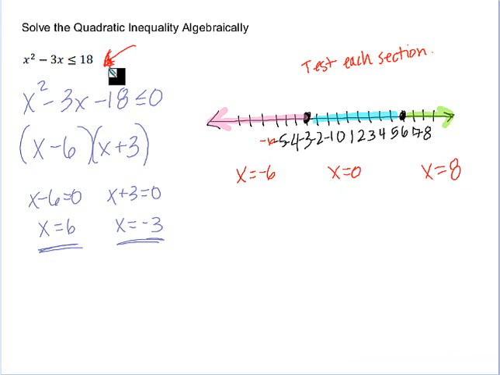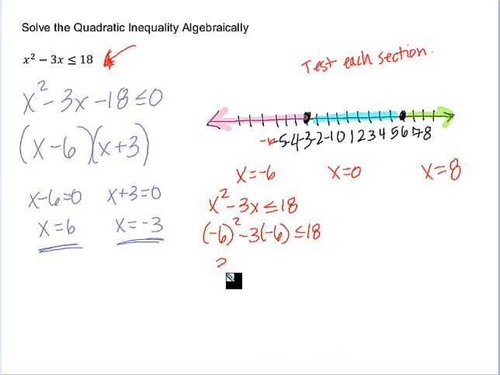So now I'm going to test it in the original inequality. So x squared minus 3x is less than or equal to 18. So if x is negative 6, we have negative 6 squared minus 3 times negative 6. We want to see if that's less than or equal to 18. Negative 6 squared is 36. Negative 3 times negative 6 is a positive 18. Well, we can clearly see that this is not going to be less than or equal to 18, because 54 certainly is not less than or equal to 18. So that means that this left-hand section are not solutions that work.